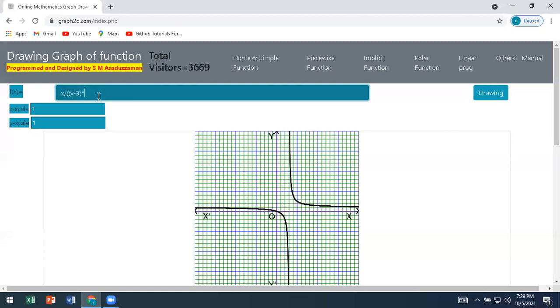Again, also another rational function: x divided by x minus 3 into x plus 2. Press the drawing button and we get the rational function graph of x divided by x minus 3 into x plus 2.